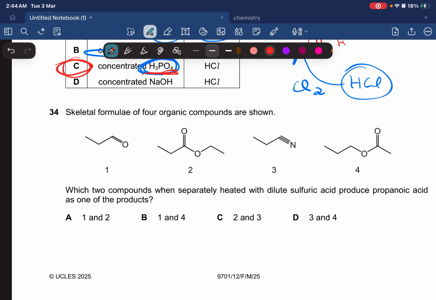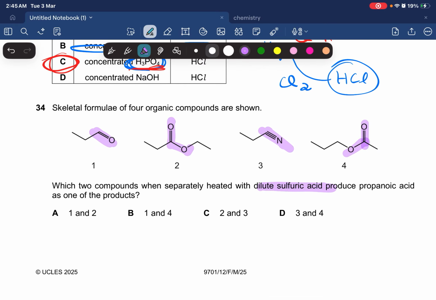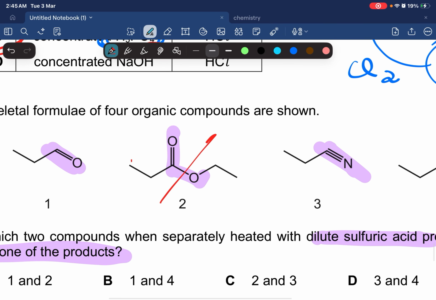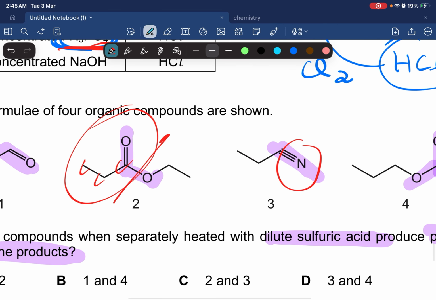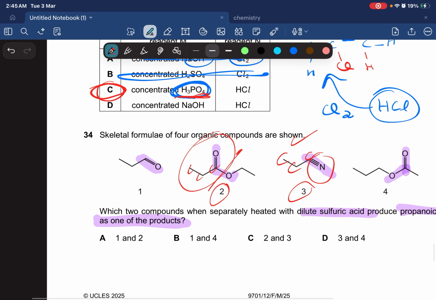Skeletal formulae for organic compounds are shown. Good. This is an aldehyde, this is an ester, this is a nitrile, this is an ester again. Which two compounds, when separately heated with dilute sulfuric acid, produce propanoic acid as one of the products? You break it from here, carbon, carbon, carbon. This is going to form propanoic acid, ester hydrolysis. This is a nitrile. Hydrolysis of a nitrile forms an acid. Carbon, carbon, carbon is going to form propanoic acid. So option 2 and 3.